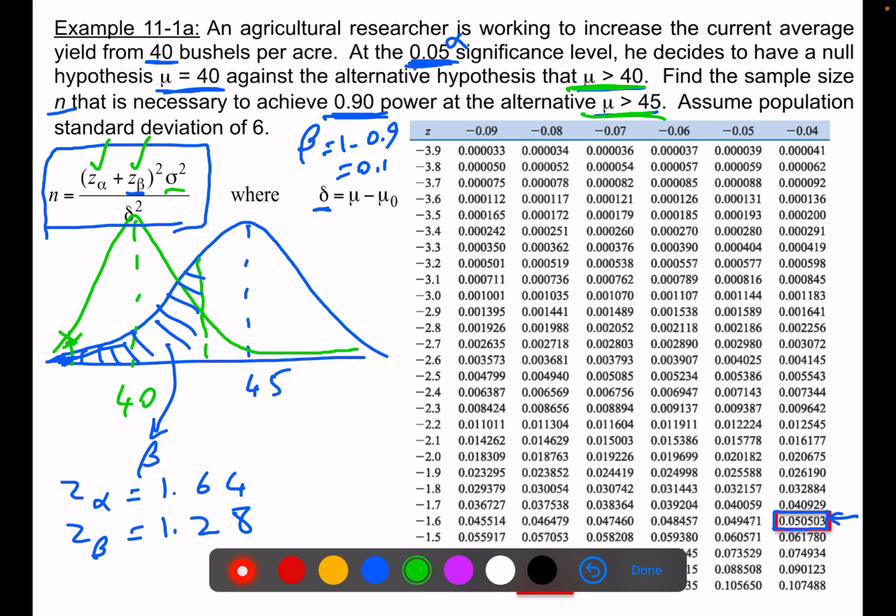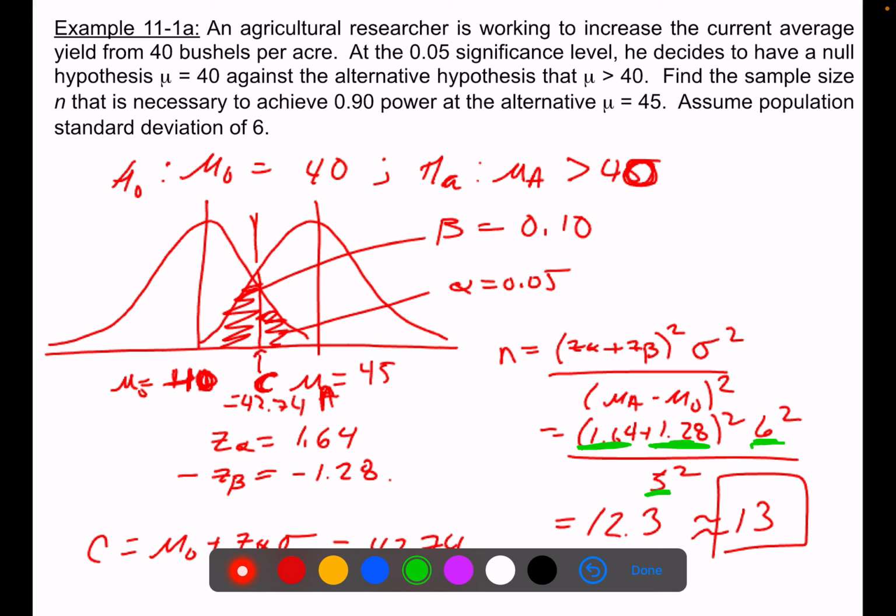So after we plug in, the n that we get is 1.64 plus 1.28 times 6 to the power 2, divided by 5 to the power 2, which is 12.3. And remember, we always round this number up, because if we round it down, that means the power is a little bit less than 90%. And we want the power to be at least 90%, right? So n is 13. So we don't really need that many samples, right? With 13 samples, we get a power of 0.9.